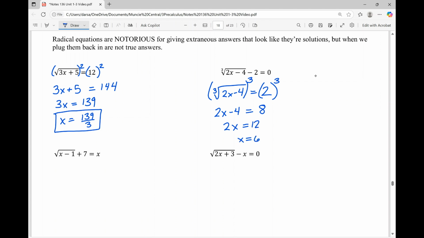And if I throw that back in here, 2 times 6 minus 4 under a cube root, minus 2, is that equal to 0? Okay, 12, 11, 10. Is the cube root of 8 minus 2 equal to 0? Well, the cube root of 8 is 2. That is a correct answer. So we're going to keep x equals 6 as our final answer.